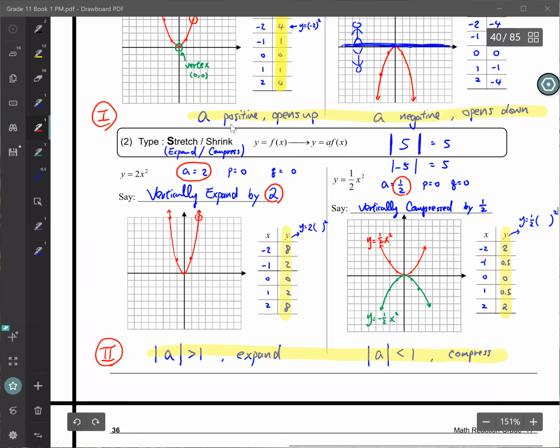A positive opens up. Everyone, please say it out. A positive opens up. Very good. One more time. A positive opens up. Next one. A negative opens down. Very good. Once again, A negative opens down.